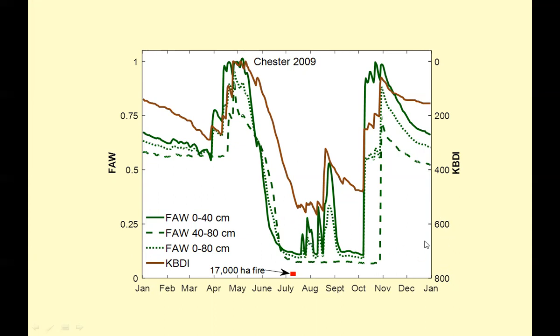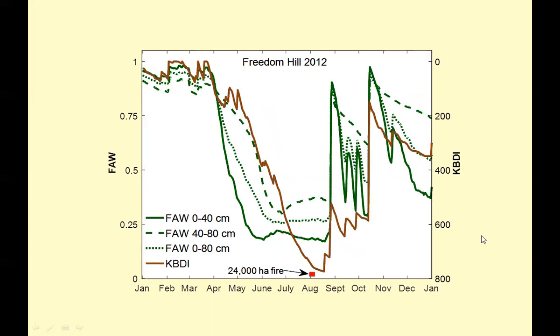So FFDI gave certainly warning of the impending possibility of a big growing season fire where KBDI would not have at all. Here's another example, the Freedom Hill Fire 2012. Here the FFDI value got to 0.25, actually 2 to 3 months ahead of the time of the big fire, whereas the KBDI only reached critical values of 600 about a month before the fire. So again, this shows that FFDI provides much greater lead time.